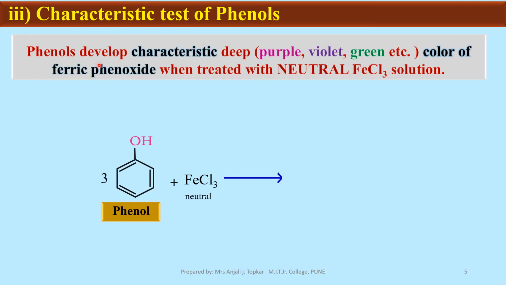Now we are going to see characteristic test of phenols. Phenols develop characteristic deep coloration, purple, violet, green, color of ferric phenoxide when treated with neutral FeCl3 solution. As you can see here, phenols plus FeCl3 neutral, it gives ferric phenoxide, which is showing deep color.